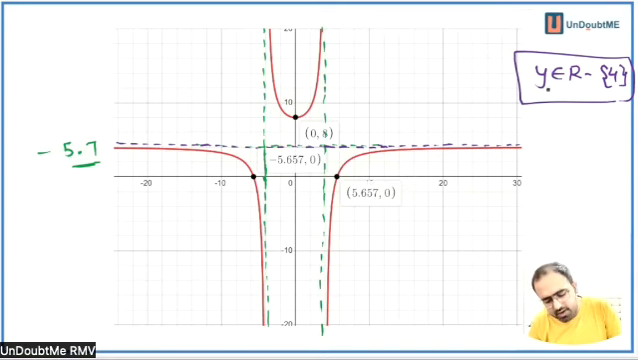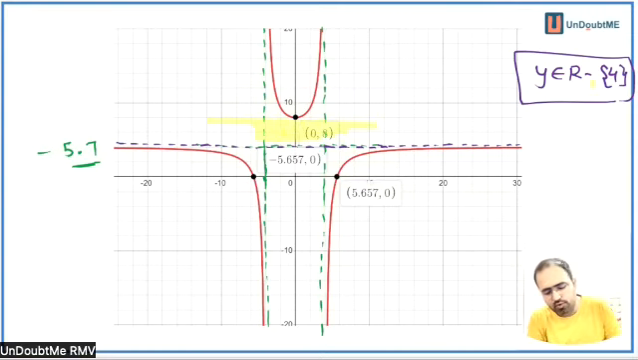So range will be written in two parts, because looking at the graph, it's not possible for it to go any other way. No, actually, this is not wrong, but this is not complete. There are more values in this range which are not possible.